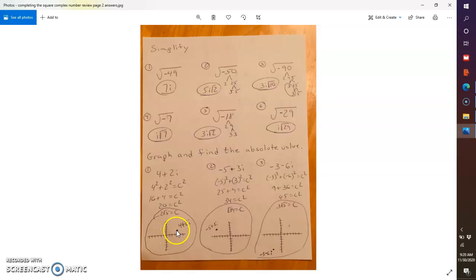And then basically I'm creating a right triangle to get that distance from 0, 0, the absolute value. So we basically just square each number without the i. 4 squared plus 2 squared ends up being 20, and we take the square root of 20.